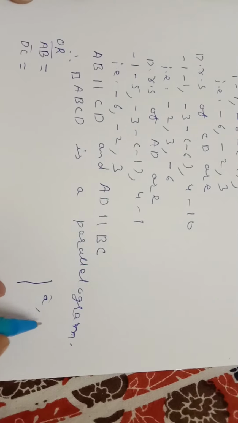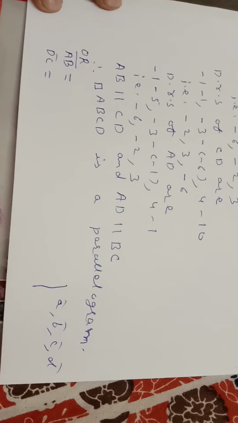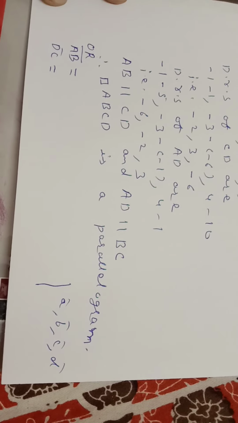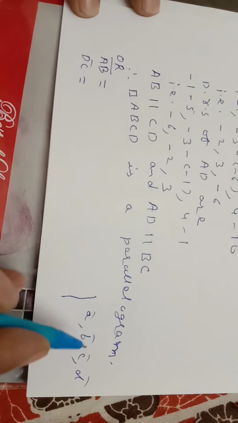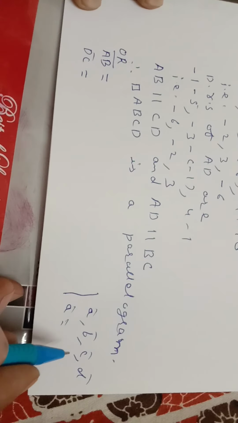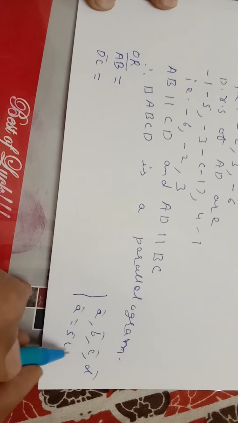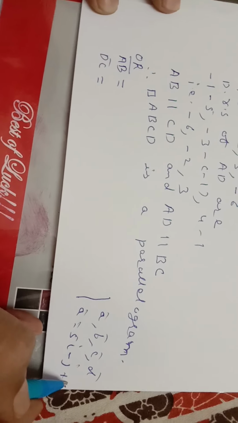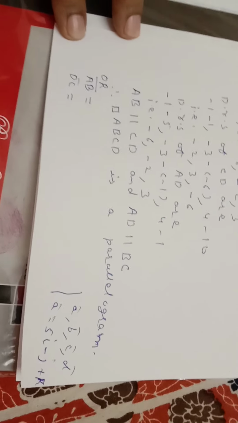Usually position vectors of points, they are denoted by small letters. When coordinates of point are known to us, we can find position vector. In position vector, coordinates of point, they become coefficients of i, j, k. So a bar, as we know, coordinates of point A, becomes 5i minus j plus k. Similarly, we can find position vectors of remaining points also.